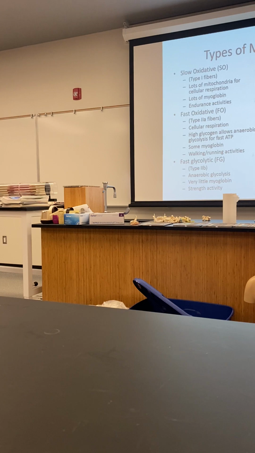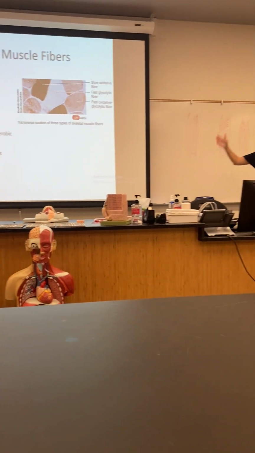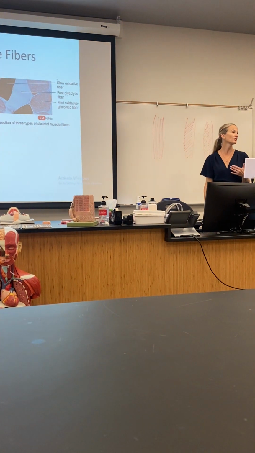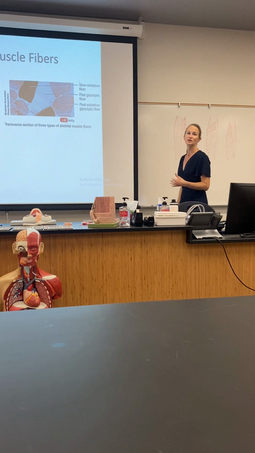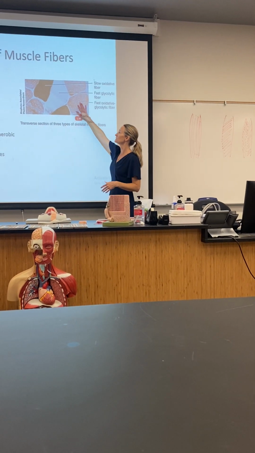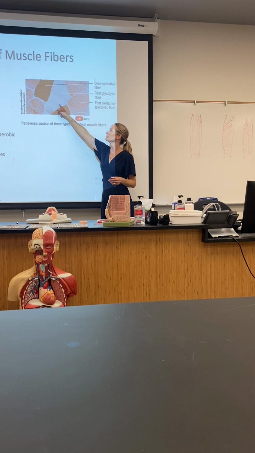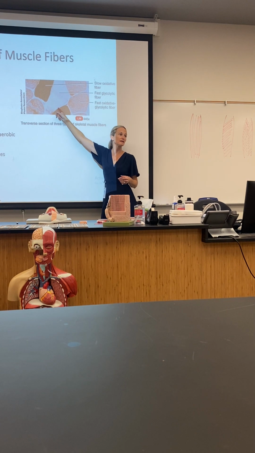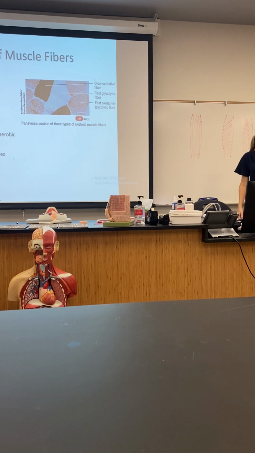Under the microscope, the slow oxidatives are the darkest ones. So these are myofibers cut in cross section. They're so dark because of that myoglobin. The fast oxidatives are kind of in between the two, and they still have myoglobin, so they're going to have some of this protein staining inside, but no myoglobin really in these fast glycolytics. So they look really clear, really light staining under the microscope.